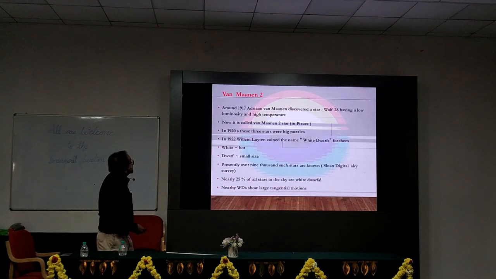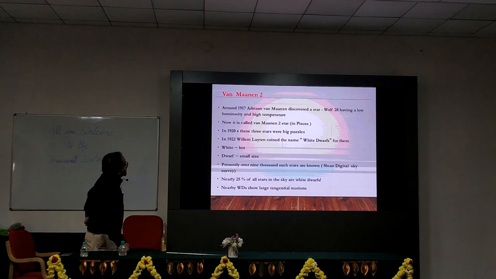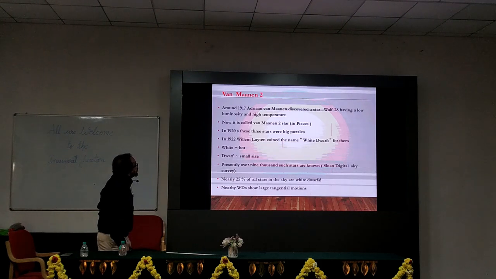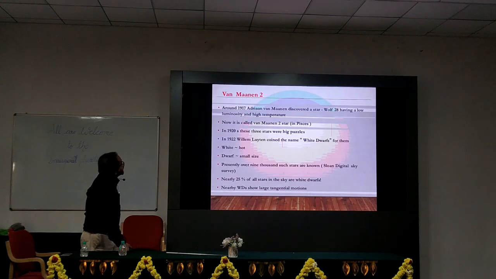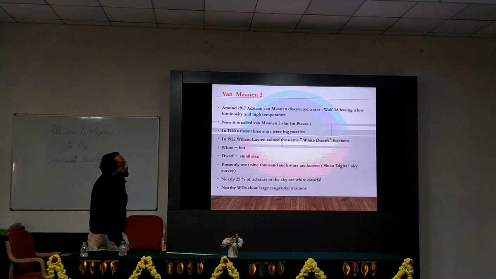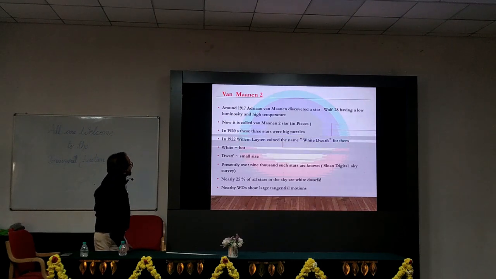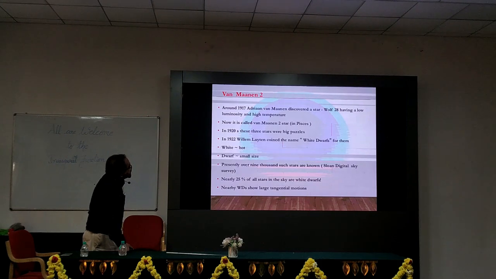So those were some of the properties. About another 50 years later, another star by the name Van Maanen 2 was discovered. It also had low luminosity and high temperature, very similar to what Sirius B was showing. It is called the Van Maanen 2 star, and it occurs in the constellation Pisces.